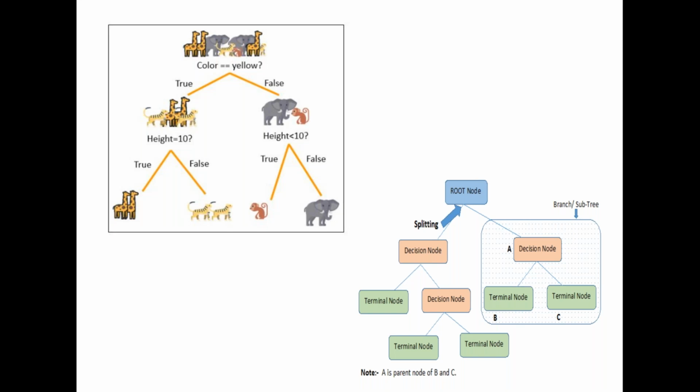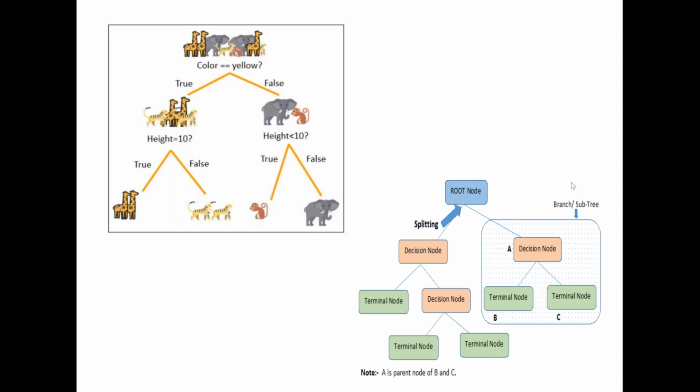Then we ask the question whether the height is less than 10, equal to 10, or greater than 10. If the height is equal to 10, which turns out to be true in the second decision node, it turns out to be a giraffe, and if it's false, it turns out to be a tiger. The same thing is done for the right subtree. If the height is less than 10, it's a monkey, and if it's not, it'll be an elephant.